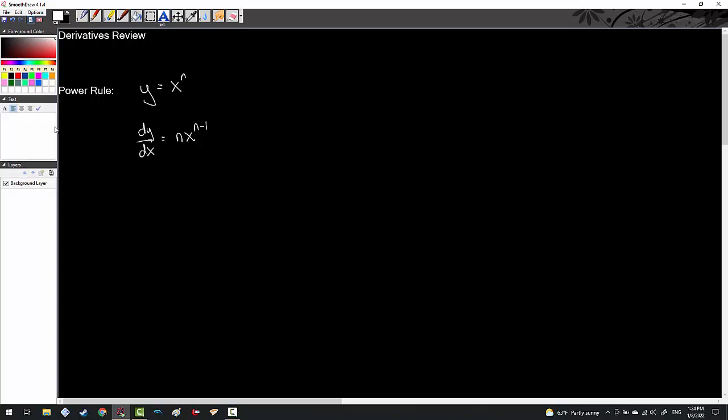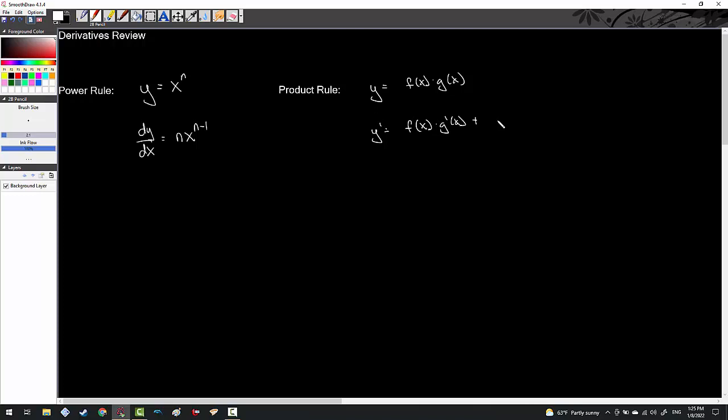The next example is going to be product rule. The product rule occurs when you have two functions that are being multiplied together. So let's say we have y equals f of x times g of x. I'll go ahead and use y prime this time instead of dy over dx. This one's going to be f of x times g prime of x plus g of x times f prime of x.